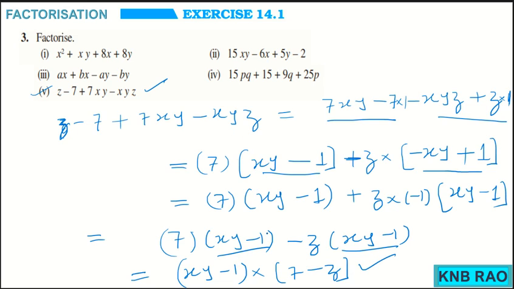So, we will write conclusion. Okay. So, children, with this I have completed exercise 14.1. I solved question number 1 and question number 5, where rest of the 3 questions I expect you doing it.